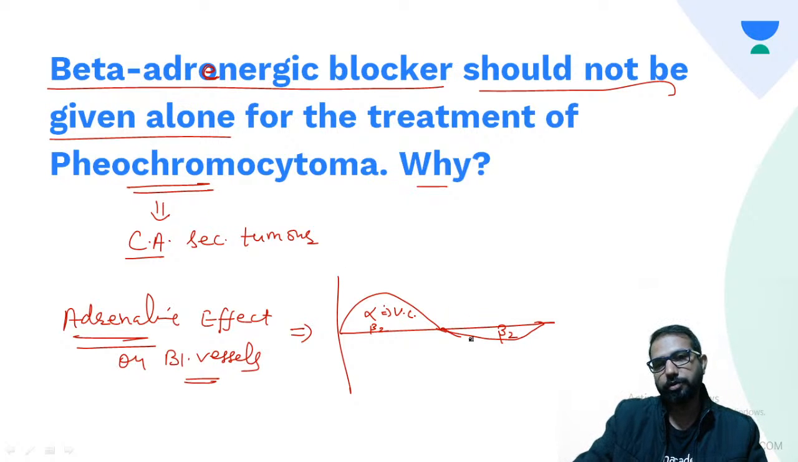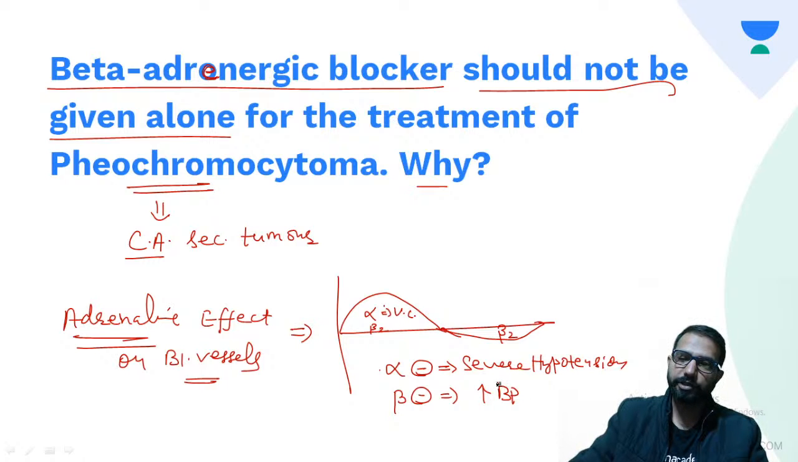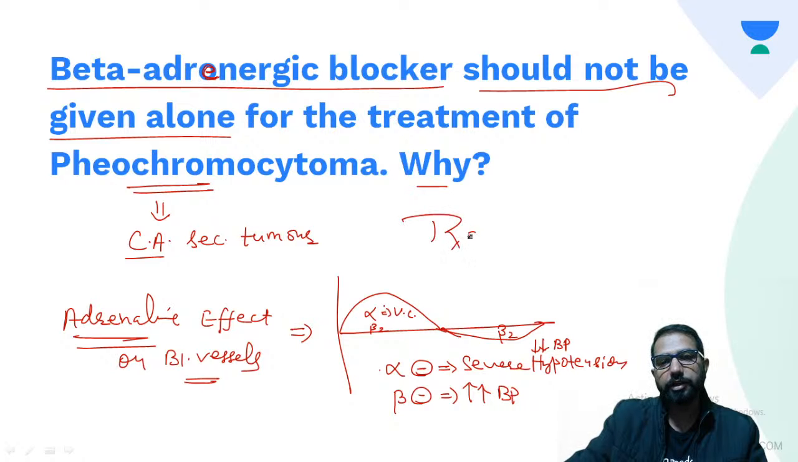Now if you use beta blockers, you can see unopposed alpha action will be there, and if you use an alpha blocker, unopposed beta action will be there. An alpha blocker can cause severe hypotension, and a beta blocker can cause increased blood pressure, severe hypertension, right? So with an alpha blocker there is a low BP risk, with a beta blocker a high BP risk. So what is the ideal treatment? Ideally an alpha blocker followed by a beta blocker.